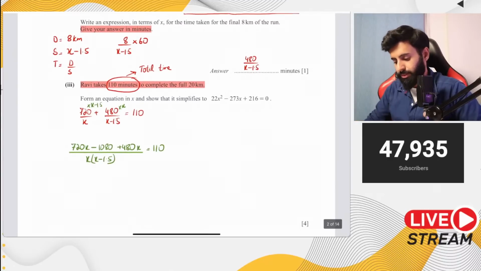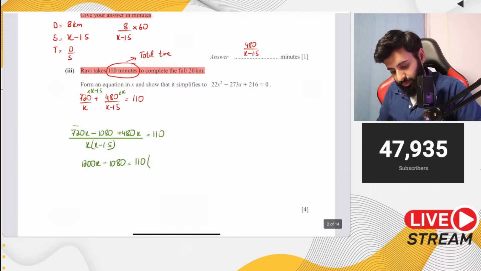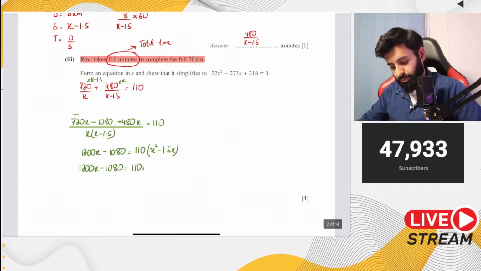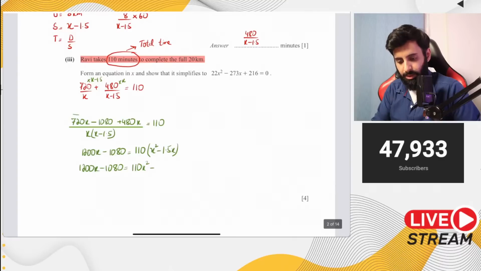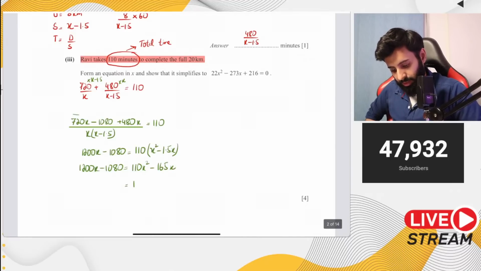So 720x plus 480x. Let's figure that out. 720 plus 480, that's equal to 1200x. So 1200x minus 1080 is equal to 110 into x squared minus 1.5x. Alright, there you go. So 1200x minus 1080 is equal to 110x squared minus 110 into 1.5, that's equal to 165x. Now let's keep the term with x squared as positive. So for that, we'll get everything on the right hand side.